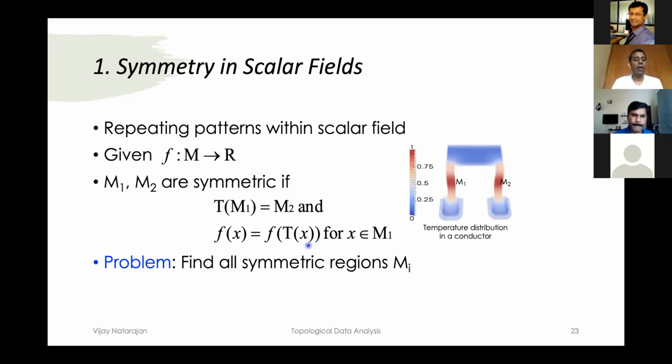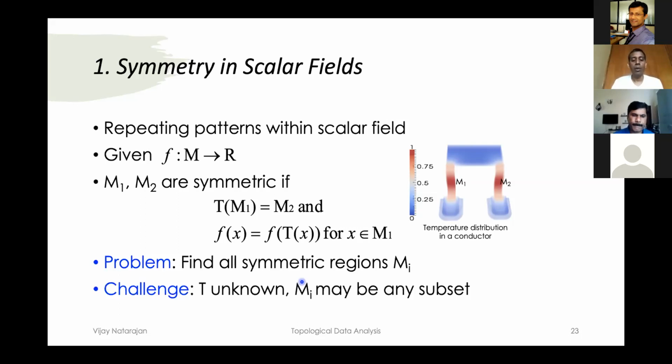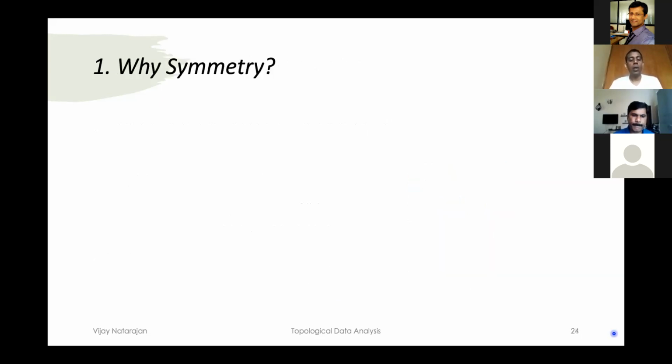Now this is a very difficult problem because I don't know what all the symmetric regions are. All I have is m. I don't have m1 and m2. Further, I don't know what t is. What are the different transformations that I should be looking at? So this is a challenge, and it has been studied in different domains within computer graphics, computer vision, and in data visualization. Our solution was via the use of topology.